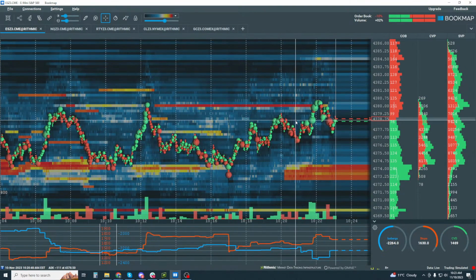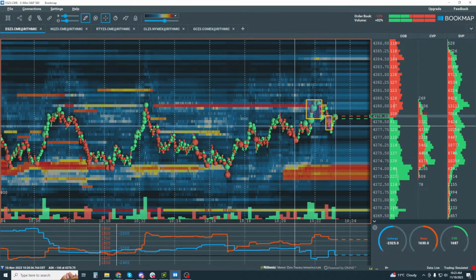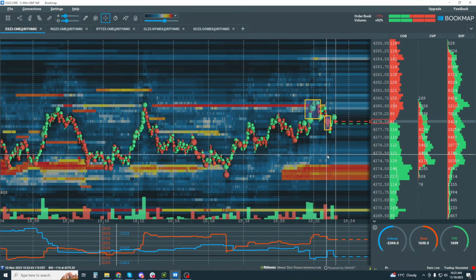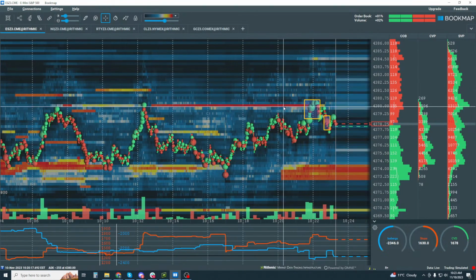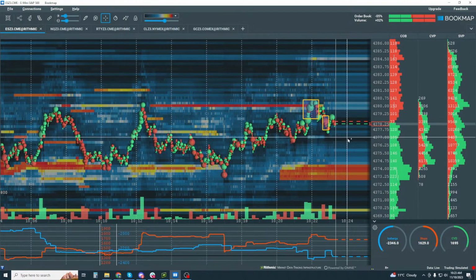All right, tough read in here. Buyers here, some sellers here. I don't know. So I was looking for just this test to this liquidity and the other side of the range, or this swing high here. That was it.